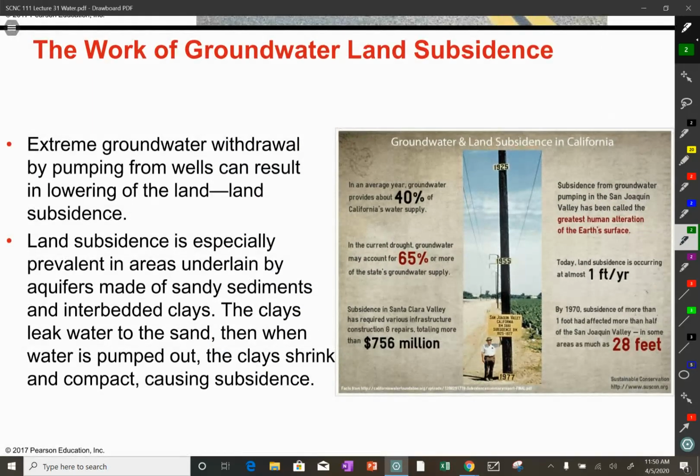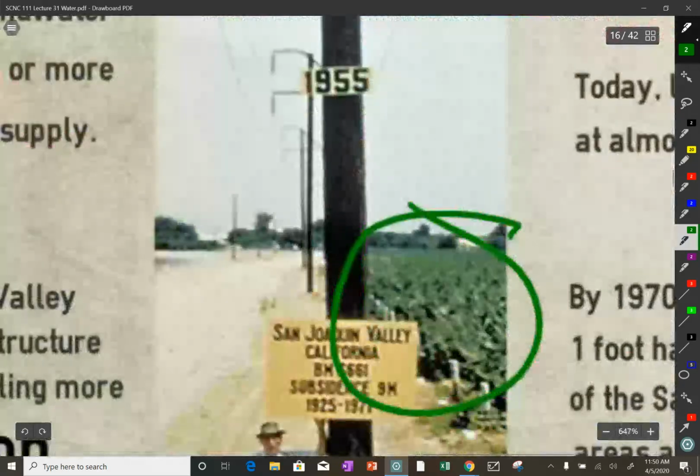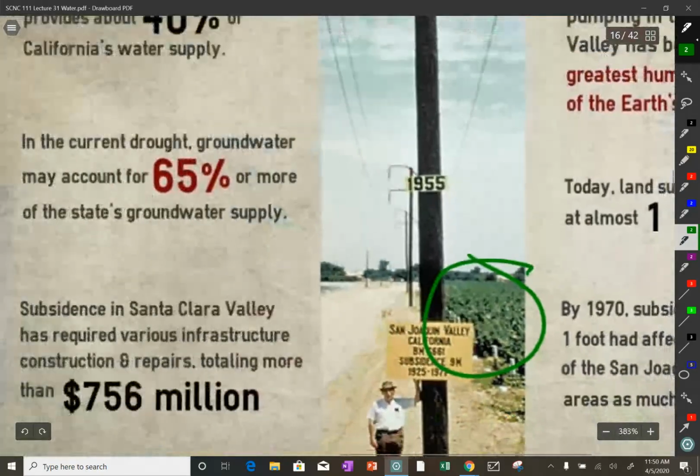Subsidence is, well, I'm from California. This is a picture taken in the San Joaquin Valley. It's a very fertile valley where a huge amount of the produce for the world is produced. But what are they doing? They're pumping groundwater out to irrigate those crops. You can see in this picture the crops growing in the background, right? It's a very fertile ground.